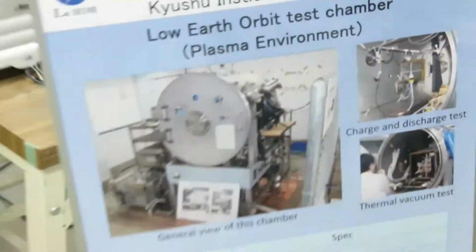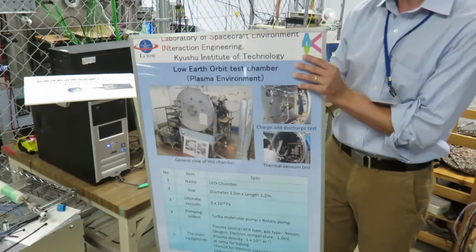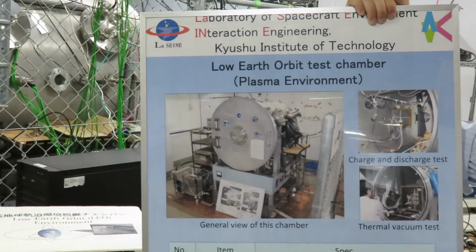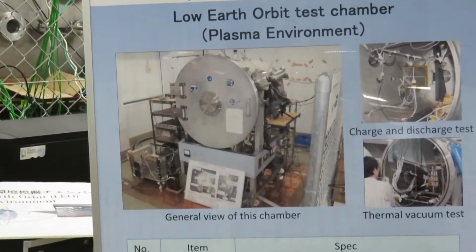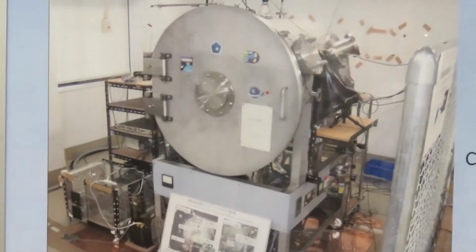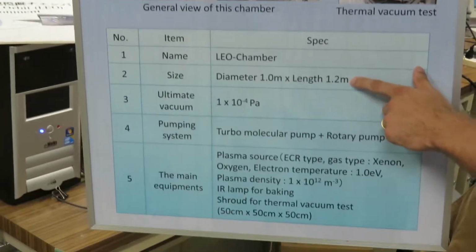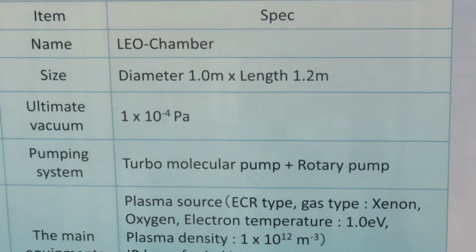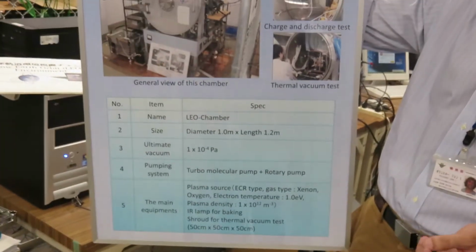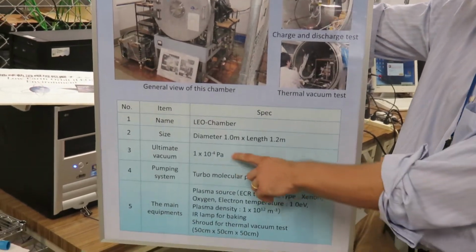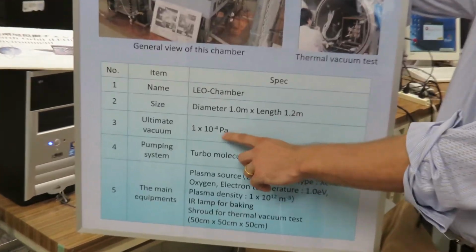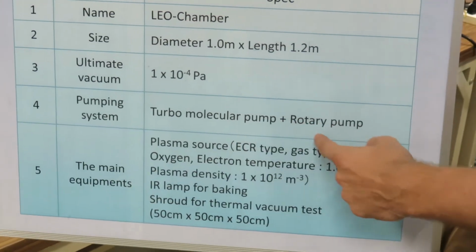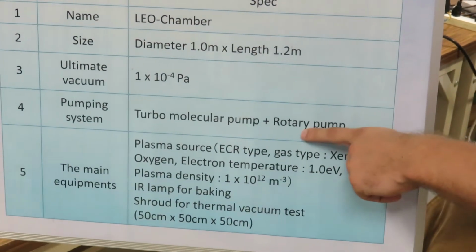So here, before we look at the chamber, we can look at some of the specifications. So this is the LEO chamber, and we see the size here. The diameter is about 1 meter. The length is about 1.2 meters. This chamber uses a mechanical roughing pump and a turbomolecular pump to reach its ultimate vacuum of about 1 × 10⁻⁴ Pascal. Here you can see a turbomolecular pump plus a mechanical rotary pump.